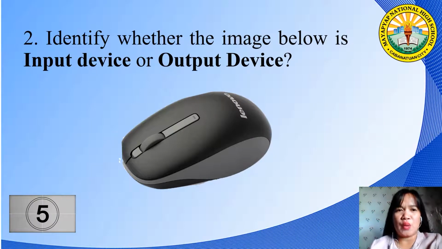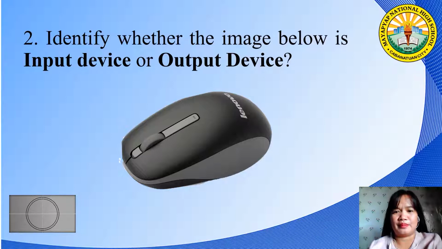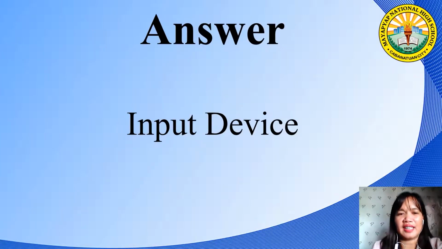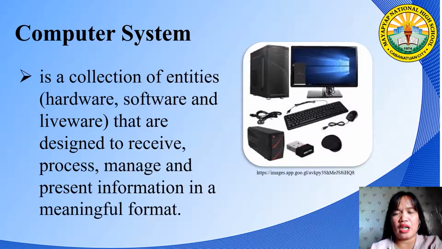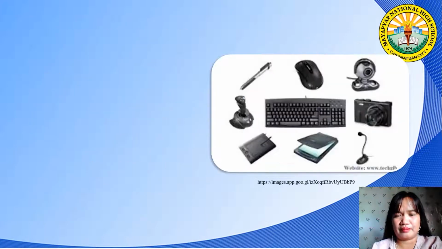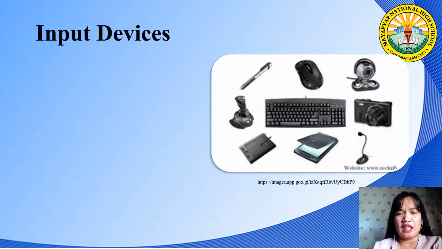The second question is, just tell whether the image below is input device or output device. Timer starts now. Correct. Input device. This is computer system. It's a collection of entities, hardware, software, and library that are designed to receive, process, manage, and present information in a meaningful format. And these are the input devices.